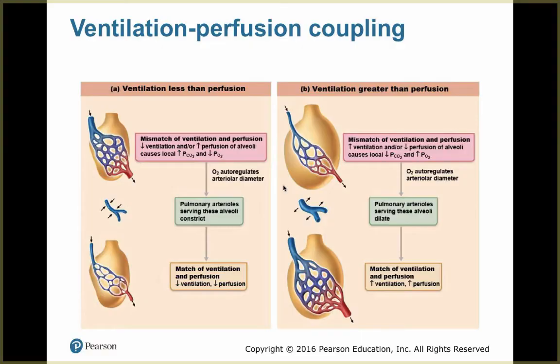So if we have some kind of coupling that's off, for instance, if you have less air or oxygen coming to the area than you have blood coming through the area, right? There's a mismatch of ventilation and perfusion. That's a decrease in ventilation, which is a decrease of oxygen coming into the blood, and an increase in blood carrying, right?